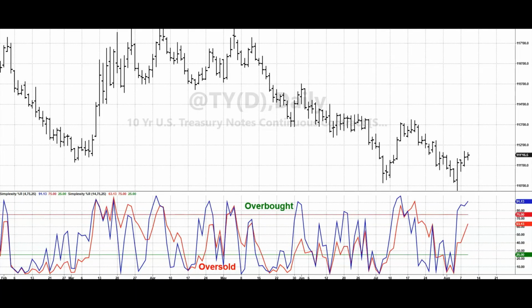What we like to do at Simplexity Analytics is to use both percent R14 and percent R4 together, and this is what that looks like. This way we can see how both time periods are aligning. Sometimes both percent Rs will be in the overbought and oversold areas at the same time. We've found these instances to have an even better success rate.